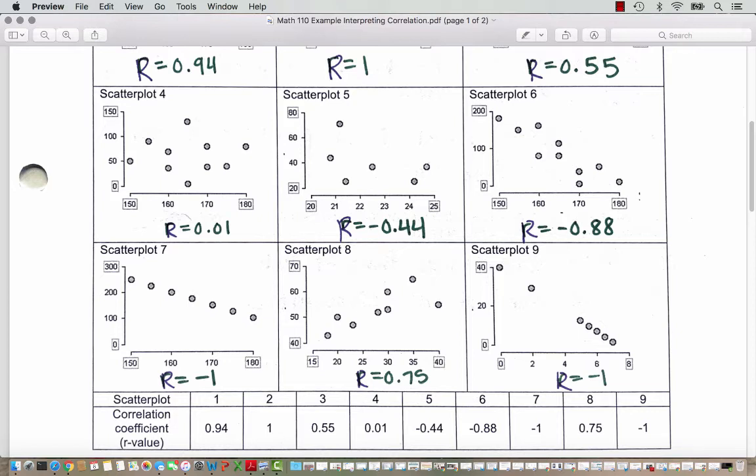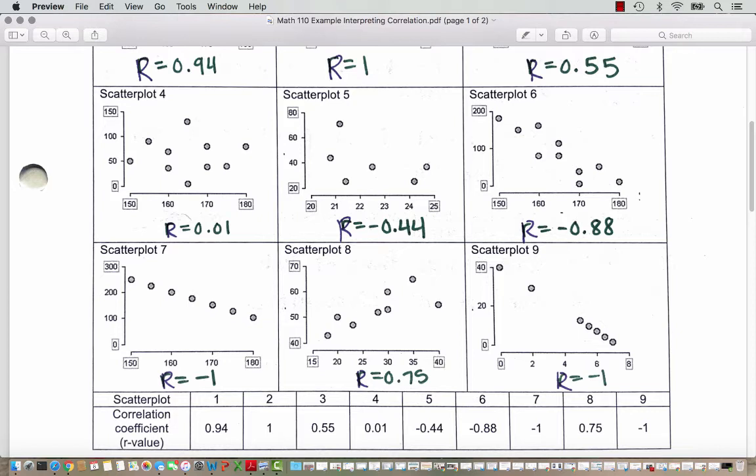Scatterplot 6 also has a negative association. It looks like the points are closer to a line than the points in scatterplot 5. And we notice that the correlation for scatterplot 6 is negative 0.88. So it looks like we're getting closer to negative 1 as our points get closer to a negative line.